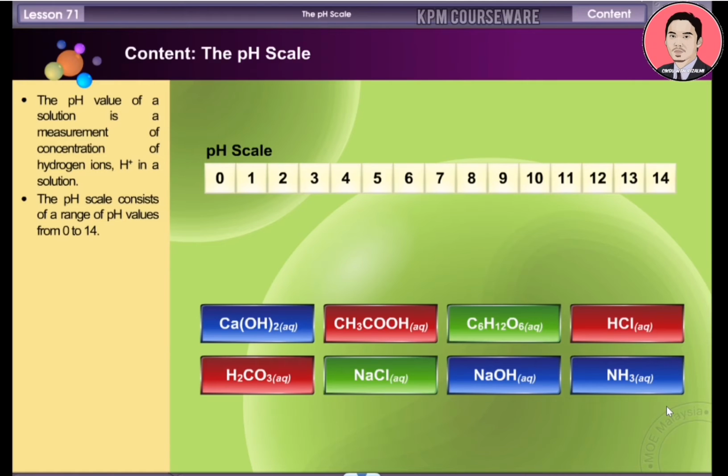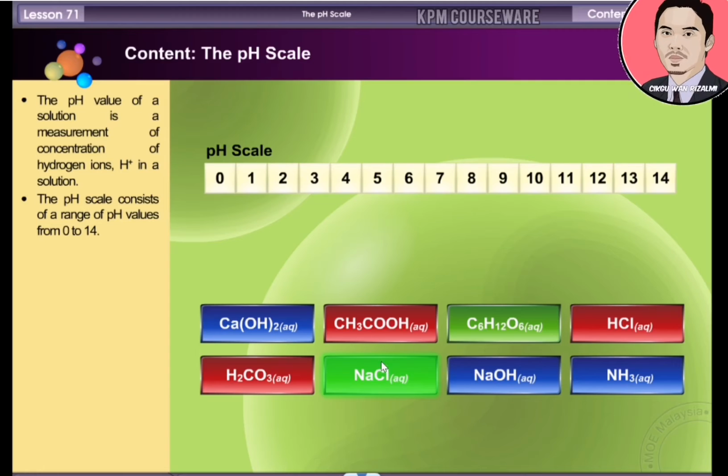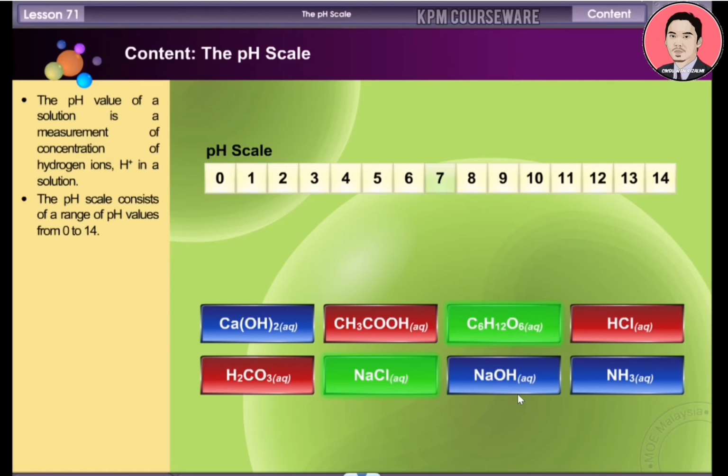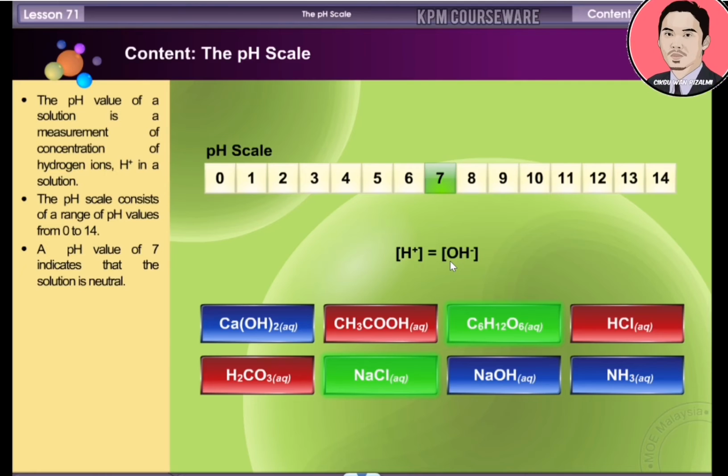Click on sodium chloride solution, then sugar solution. The pH of sodium chloride and sugar solutions are both 7. At pH 7, the concentration of hydrogen ions is equal to the concentration of hydroxide ions. Therefore, a pH value of 7 indicates that a solution is neutral.